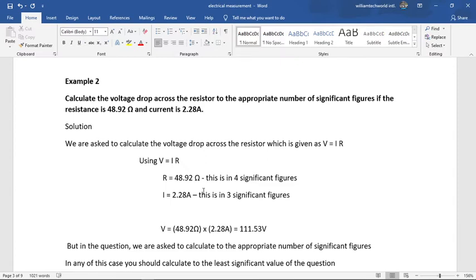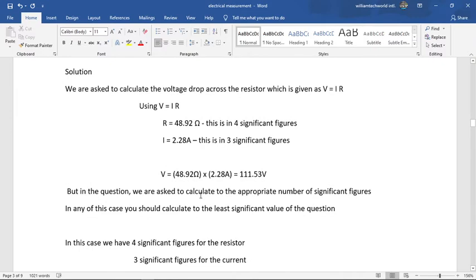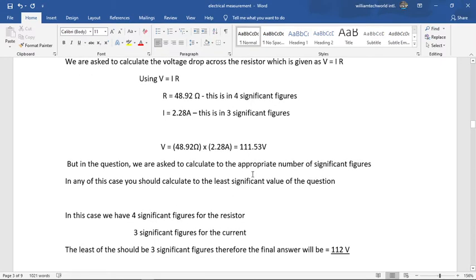of significant figures. Now we should try to understand that it is the one with the least significant figures that will be the final solution. Least significant figure. Now when you multiply these two together, we have 111.53. So we need to make sure that it is three significant figures, because three significant figures is the least significant figure in the question.